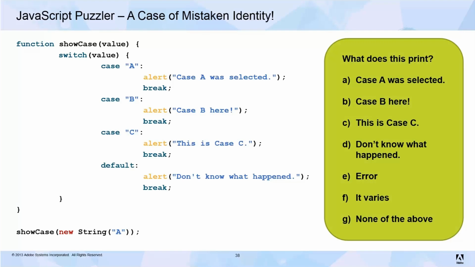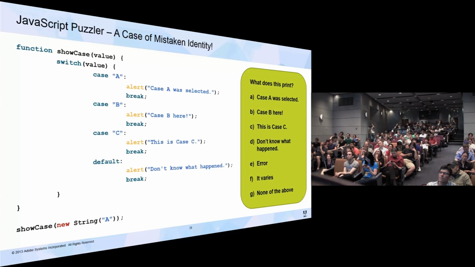Alrighty. Ready to vote? So who thinks it was A? A few people. B? A few people. C? D? Most people, okay. E? F? A bunch of people. And G.